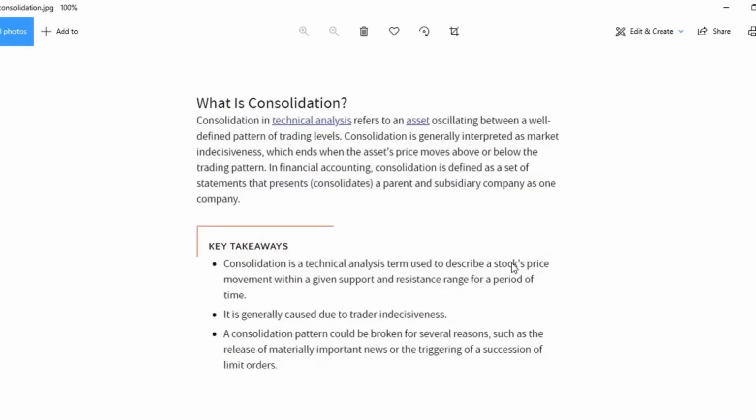Consolidation is basically nothing but price going up and down in a range bound manner between support and resistance. That's it. Consolidation in technical analysis refers to an asset oscillating between well-defined trading levels, which means any stock or asset oscillating between support and resistance can be called a consolidation. Consolidation is generally interpreted as the market's indecisiveness, because it is neither breaking out of resistance nor breaking down of support, which means neither bulls nor bears are confident of where the market needs to be headed. It ends when the asset's price moves above or below the trading pattern.